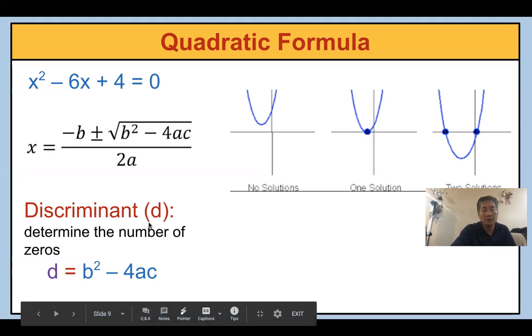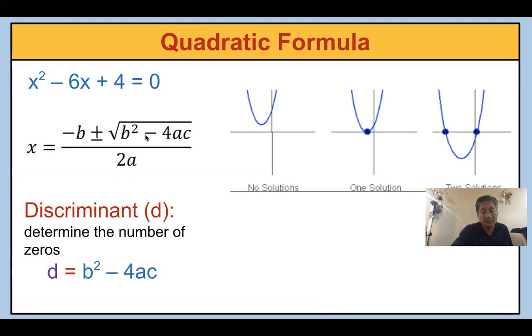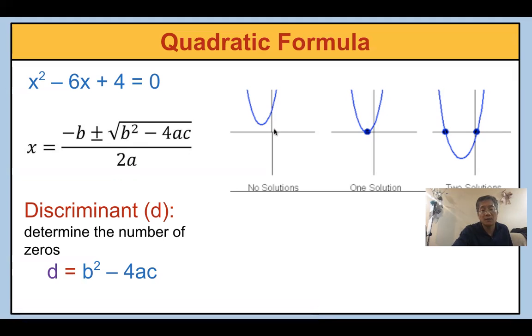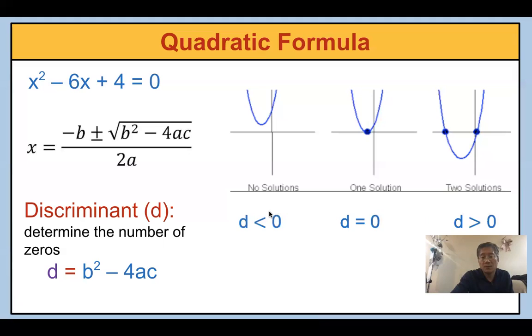So how will you do it? You can just simply calculate the b squared minus 4ac inside of the square root. And if this is positive, then you have a solution. If it is negative, negative comes out as an imaginary number, right? So it's no solution. An imaginary number has no real solution. So let's see. D is negative. D is less than 0, no solution.